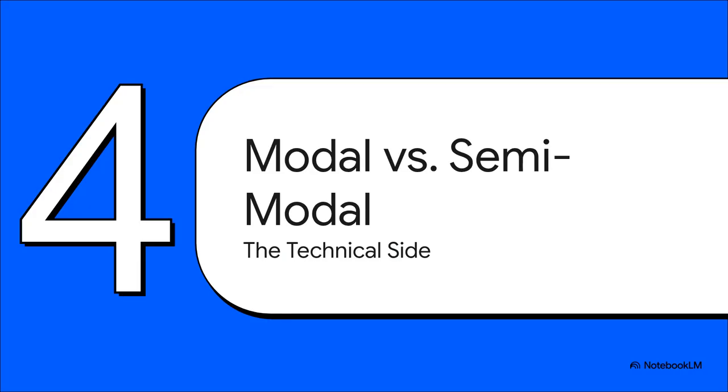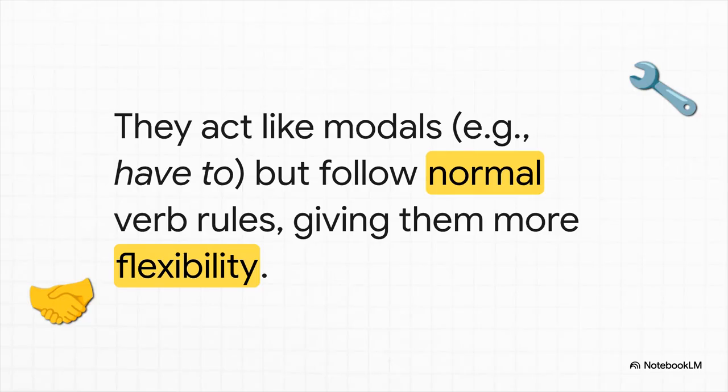Okay, for our last section, let's get a little technical. We've thrown around this term semi-modal when talking about words like have to. So what really separates them from the true modals like can or must? The easiest way to think about semi-modals is that they're the flexible cousins of the true modals. They carry really similar meanings, but they get to break those 3 strict rules we talked about earlier. And because they act more like normal verbs, they're actually a lot more versatile.